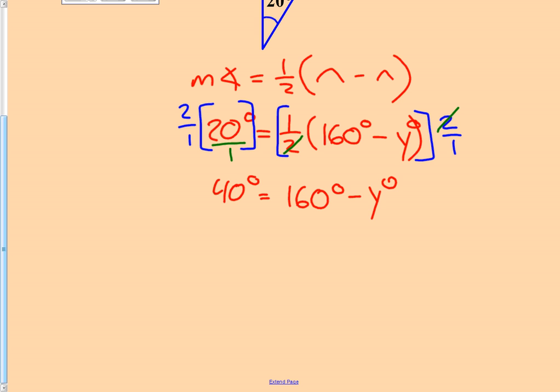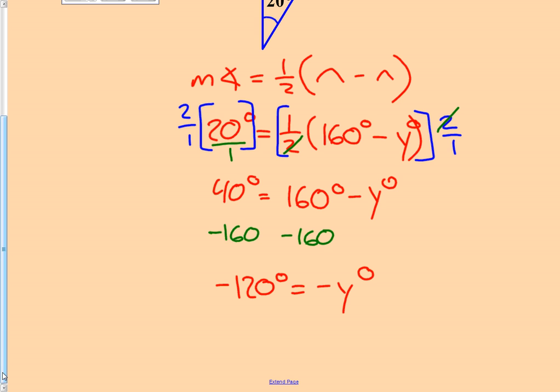Okay, our next step should be that this 160 does not need to be there. How do you move 160 to the other side? Well, it's added. It's positive. So we would do the opposite of addition, subtract it. On the left side, 40 take away 160 is negative 120 degrees, which would be a little alarming at the moment because now we have a negative angle measurement, but we also have a negative y. We don't want negative y, we want positive y.